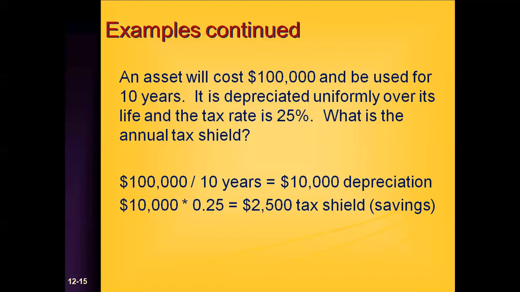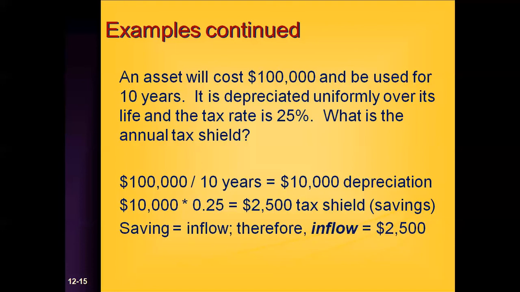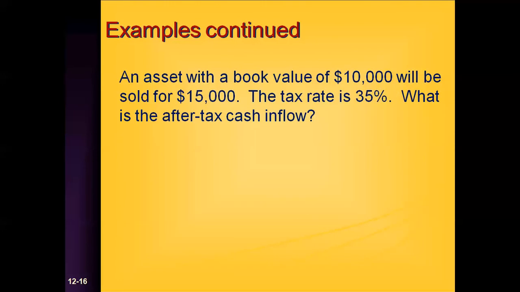The tax associated with that would be 10,000 times 0.25, which is your tax rate, and therefore you would have an inflow of $2,500 for this particular part of the net present value calculation. All right, and last but not least, you have another sale of an asset which is going to be valued at $10,000 and sold for $15,000. So you have a gain on this particular asset.